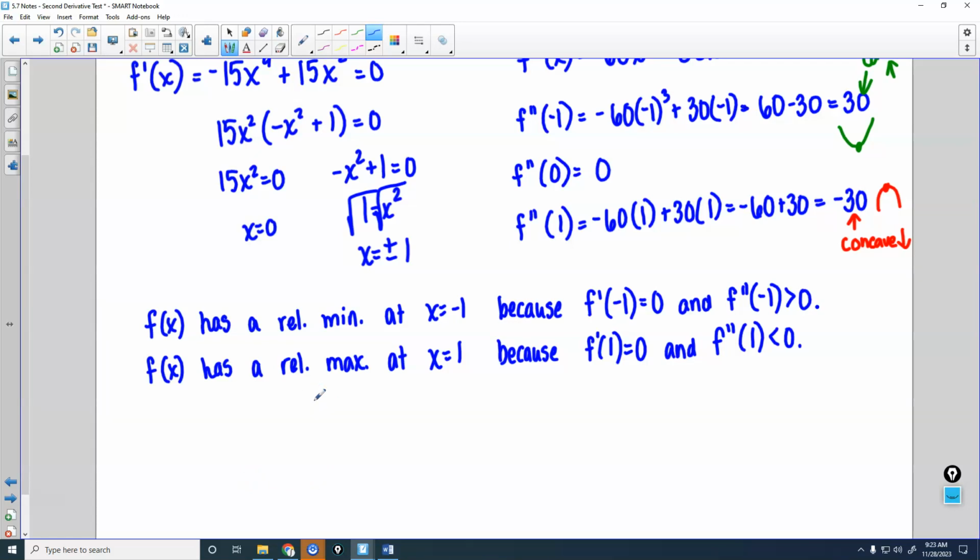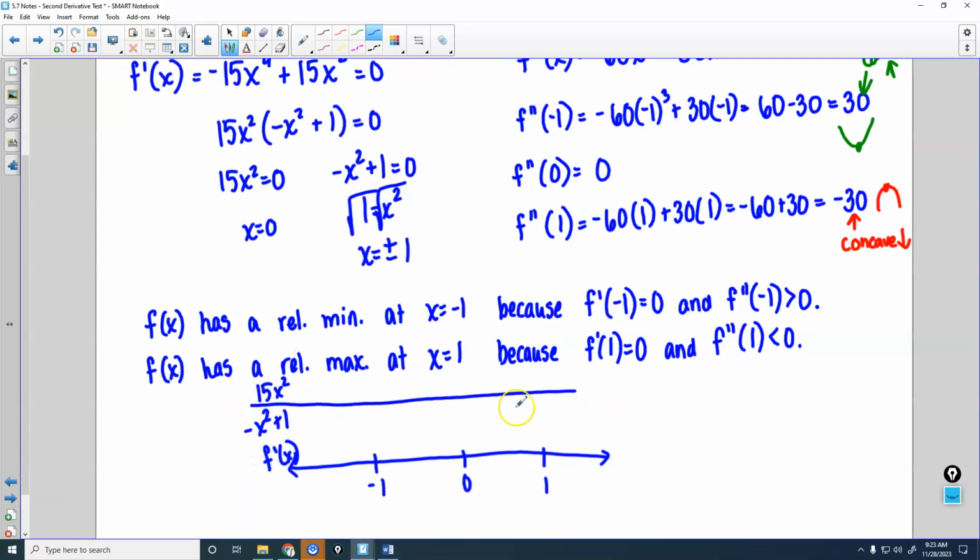To decide if we have a maximum or minimum at 0, we're going to have to make a sign line anyway. So we've got negative 1, 0, and 1. And you can do your chart if you want. You've got 15x squared, and you've got negative x squared plus 1. It's really a straightforward chart because you're really only testing that negative x squared plus 1, because 15x squared is positive everywhere. And really, I only care about these points right here next to 0. So if you don't want to test these out here, you don't really have to.